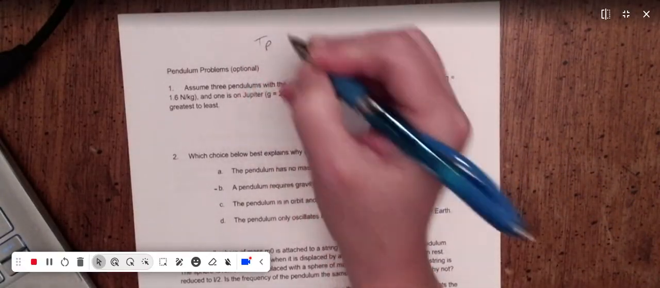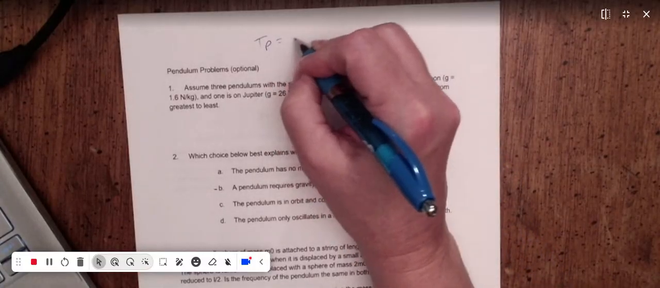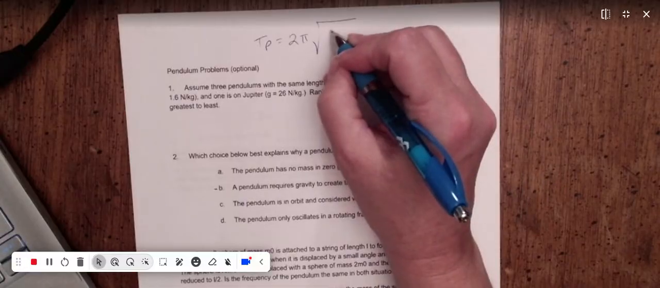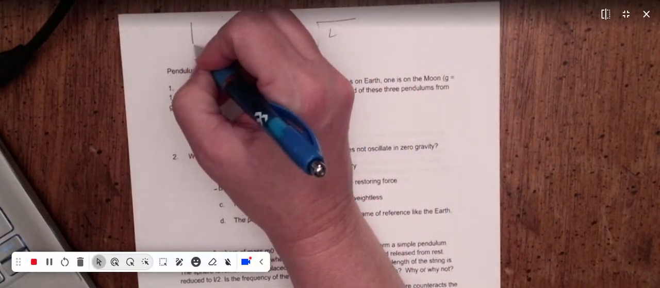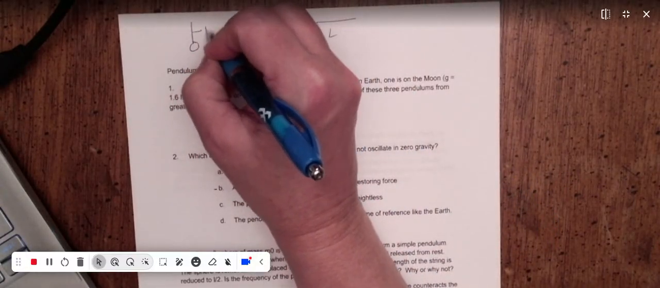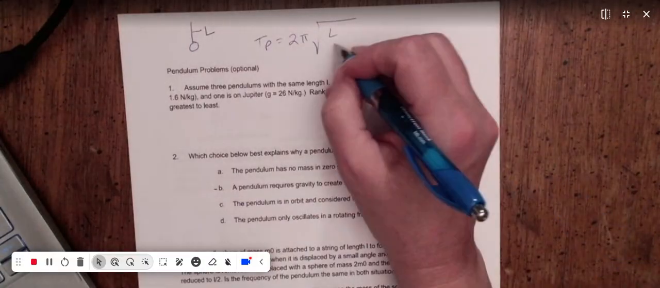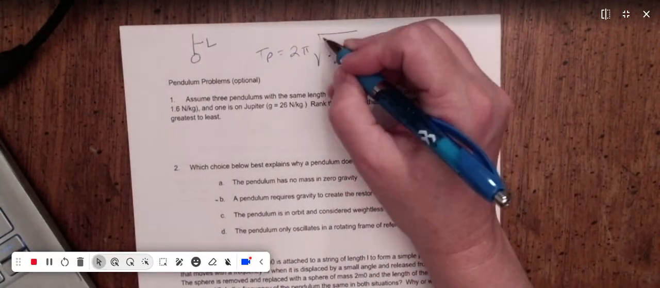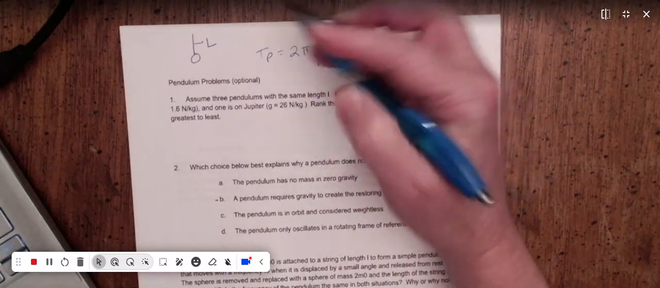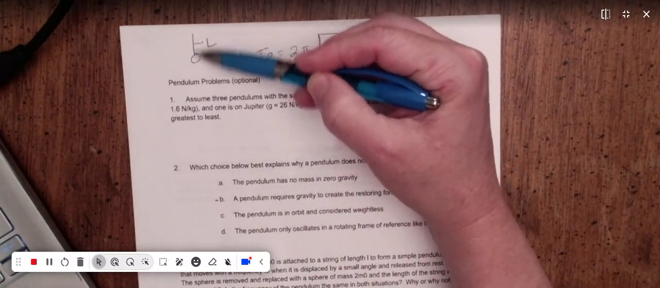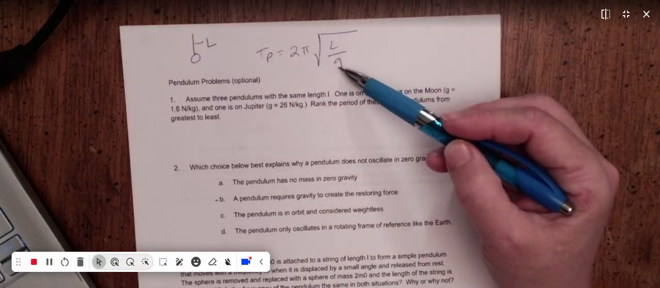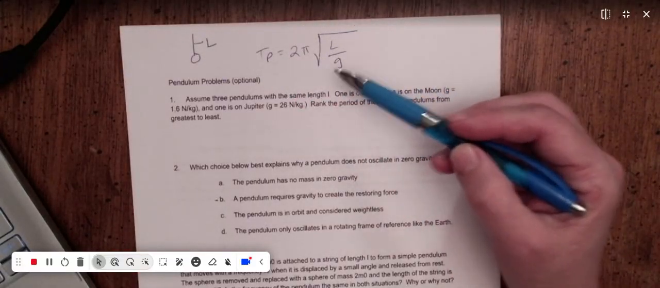The period of a pendulum is 2 pi times the square root of L, where L is the length of the pendulum string, divided by G. So period depends on the length of the string or whatever rod is attaching the pendulum bob here, divided by our acceleration due to gravity.